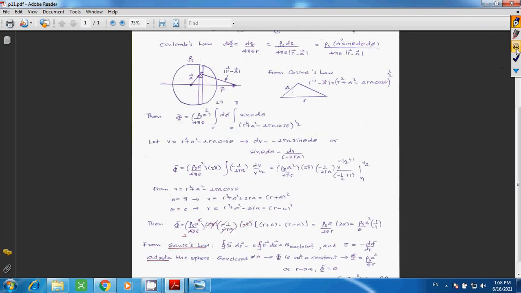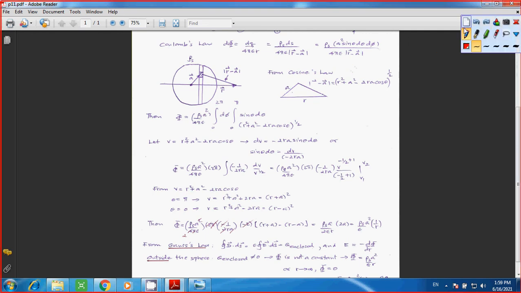Now you should be able to calculate the potential difference. Since the dV equals this term, and the magnitude of vector r minus vector a equals this term, for your phi, you simply do integration with respect to phi and theta.